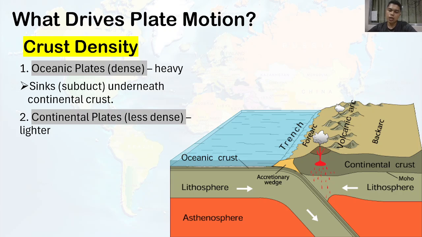As you can see, when this happens in the oceans, a trench is formed, and mountain ranges are also created. That is on crust density. These continental plates rise above the oceanic plates.